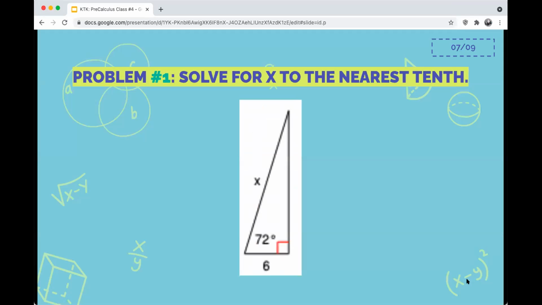All right. Our first problem, which is just a review of geometry to trigonometry. Problem number 1, solve for x to the nearest 10th. And I'm going to give you just a couple minutes to do this.